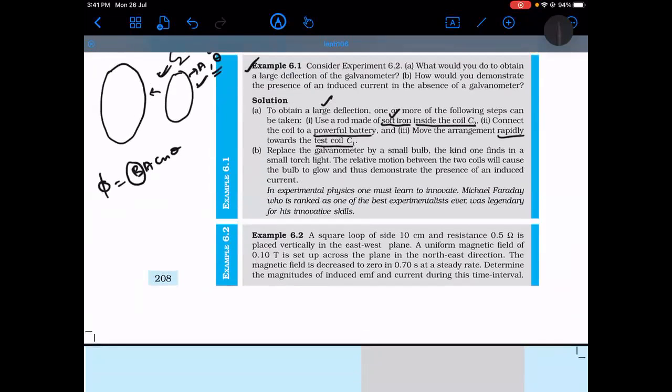Next is, how would you demonstrate the presence of an induced current in the absence of a galvanometer? That's what I showed you in the simulation. You can either use a galvanometer, or replace it with a small torch bulb, or you can use a small LED.